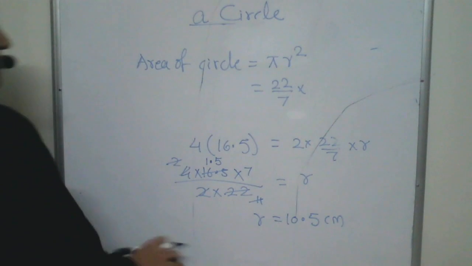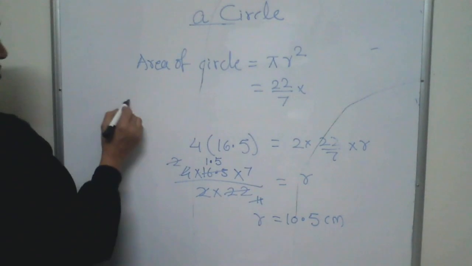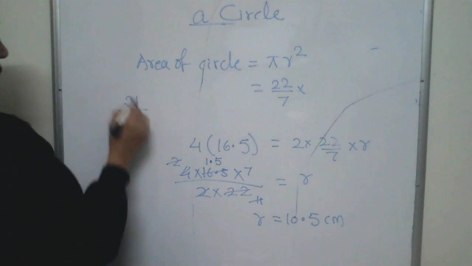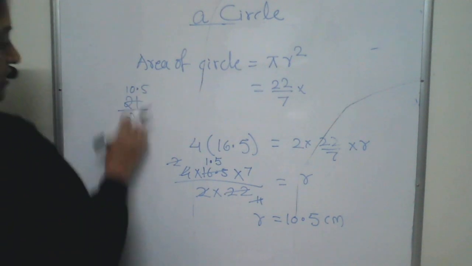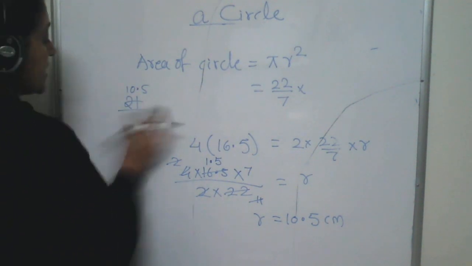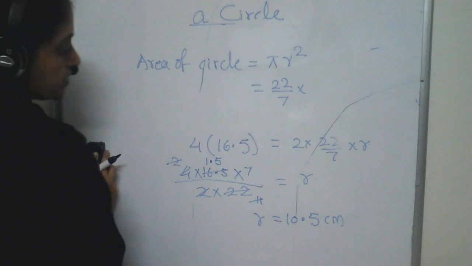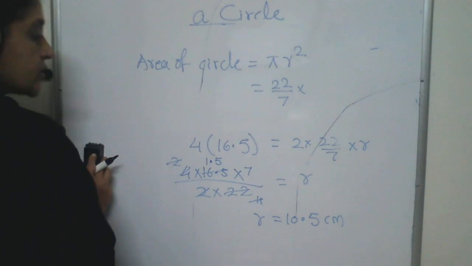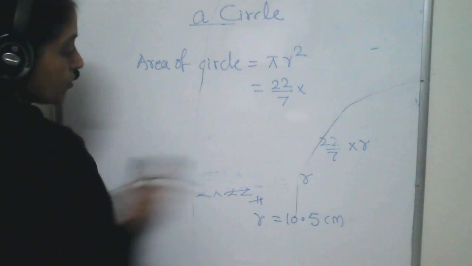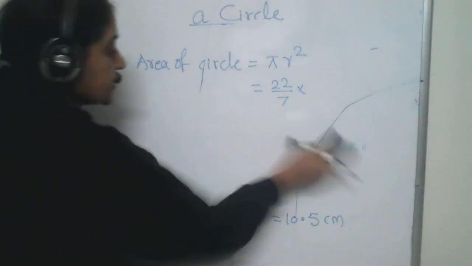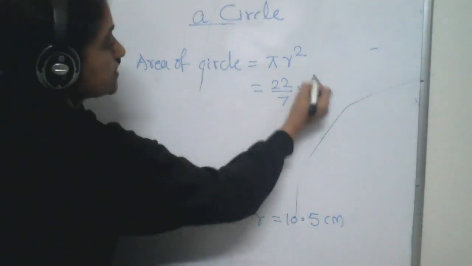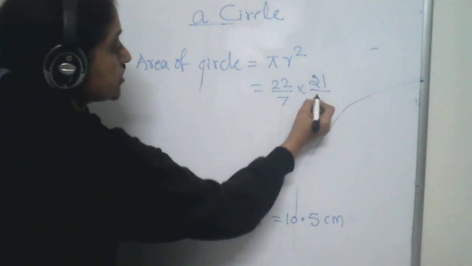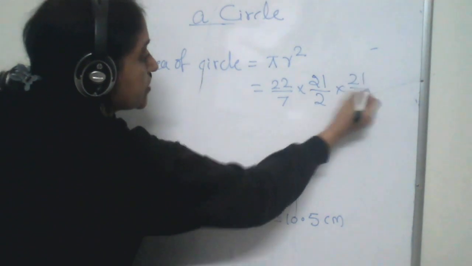Now 10.5 is nothing but 21 upon 2. I'll show you. 21 upon 2, if I do, 2 1s are 2, then 1 is there, it will not get divided, so 10, 2 5s are 10. So you can write this 10.5 whenever you get it in any circle question. You can write it as 21 by 2. Why I am suggesting this is 21 is divisible by 7. It will help you get it cancelled. 21 upon 2 into 21 upon 2.